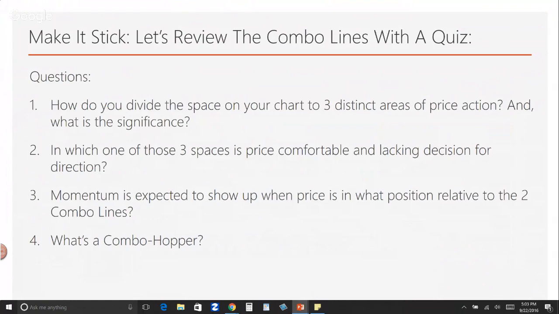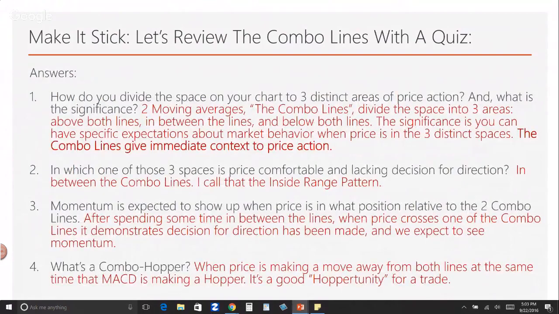All right, if you were in the last session, you probably got the answers to those questions, but I'll review them with you here. How do you divide the space on your chart into 3 distinct areas of price action? Well, you apply 2 moving averages. I apply the 50 and the 100 simple moving average to my charts. I call those the combo lines. They divide the space into 3 areas: the area above both lines, the area between both lines, and the area below both lines. The significance is you can have specific expectations about market behavior when price is in one of those 3 distinct spaces. The combo lines give you immediate context to price action.